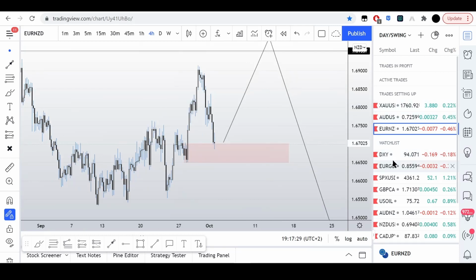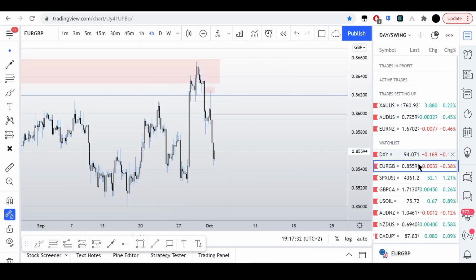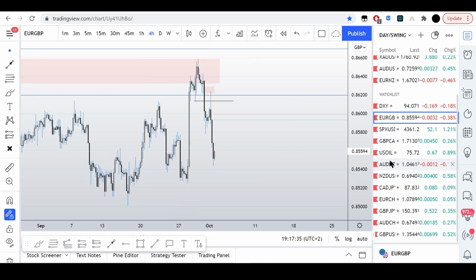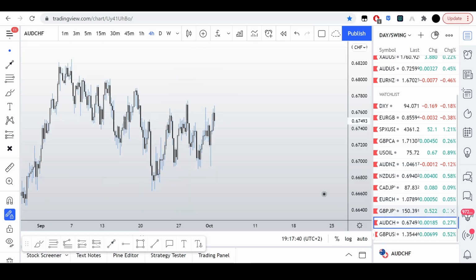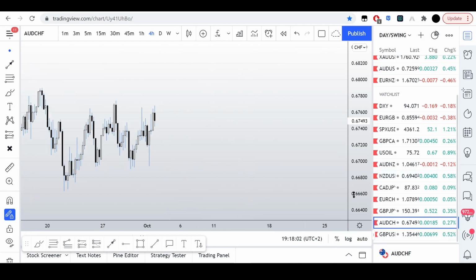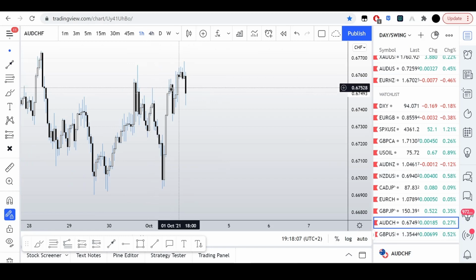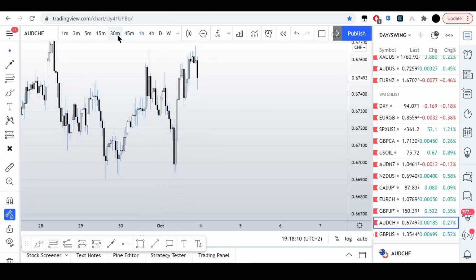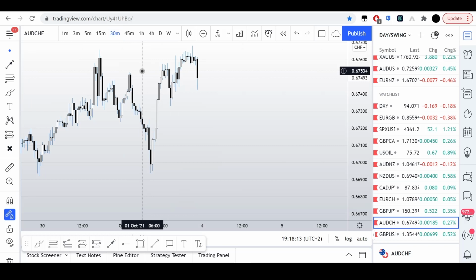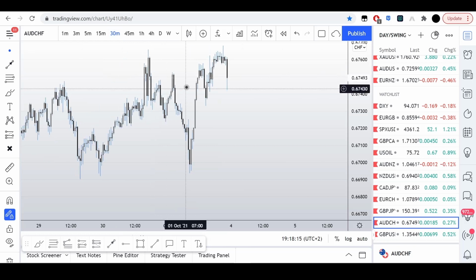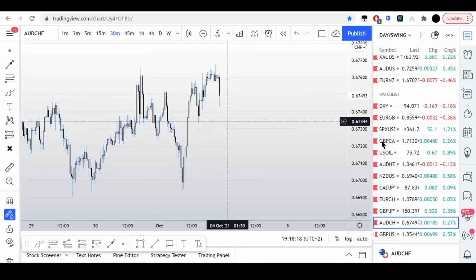All right, so let's go to Euro GBP. I did take one trade last week and it was a swing, and it was AUD CHF. That's what it was. It was a buy, I think. Let me check, give me one second. Actually, it was a sell. Yeah, it was a sell. I think I tried to take it somewhere in here and it got stopped out. You can see what happened right there. But yeah, that was one of the trades.